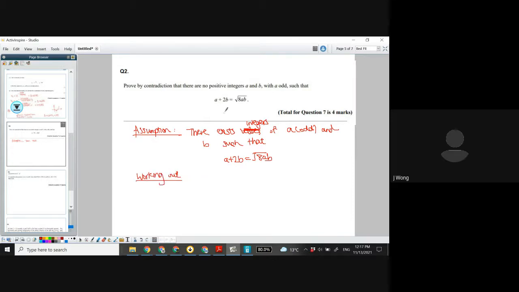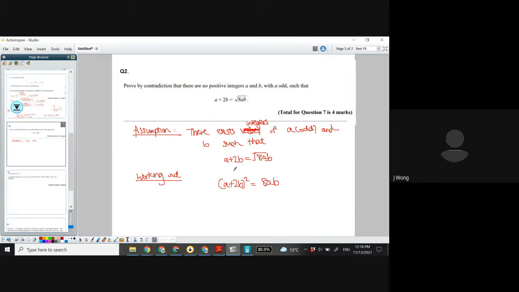Okay, so square roots are never nice. You probably know it since you started the journey of square roots and the Pythagoras theorem. So that's why you're just going to get rid of it by squaring both sides, and you have a plus 2b squared equals a plus 8ab. All right, so bear in mind that a is odd.